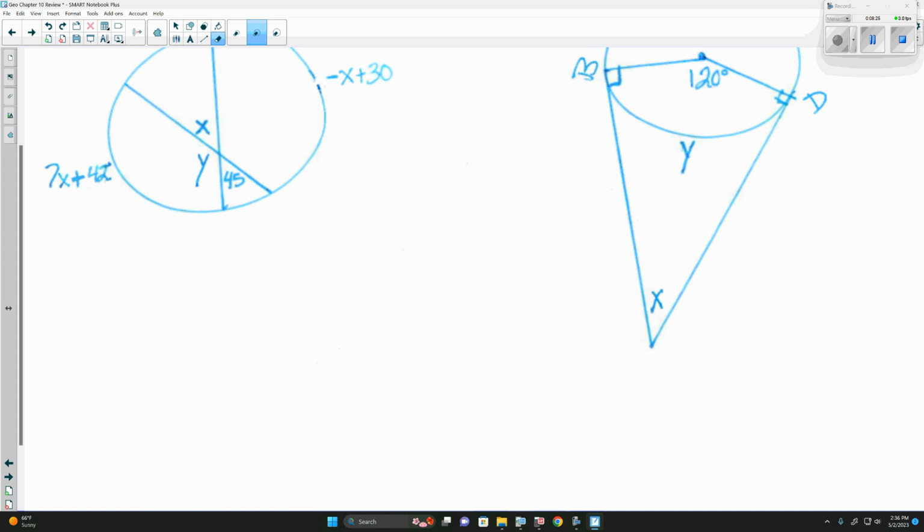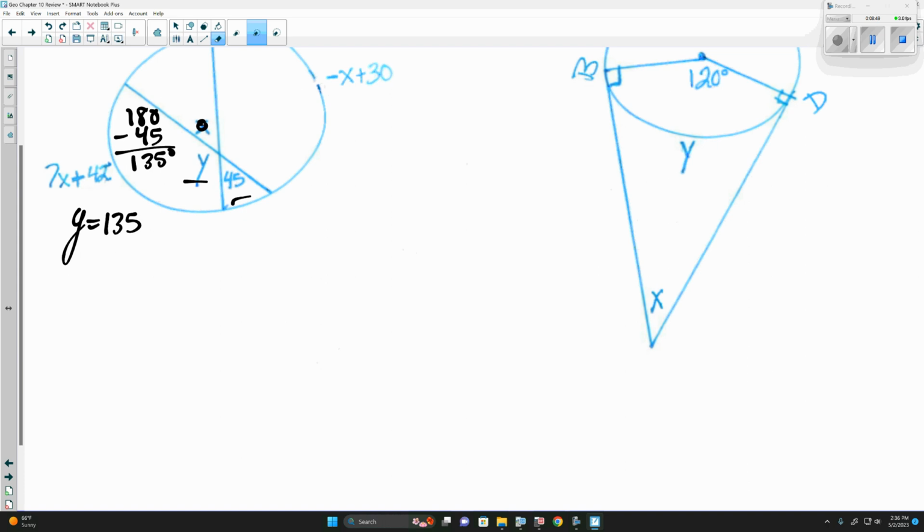Two angles that make a straight line have to add together to be 180. If this is 45, what does this have to be? Oh, so you just do 180 minus 45. Y has to be 135. So this here, I think, needs to be gone.